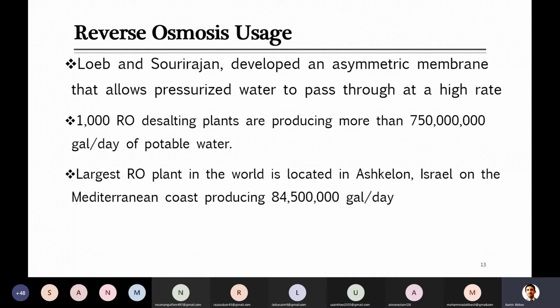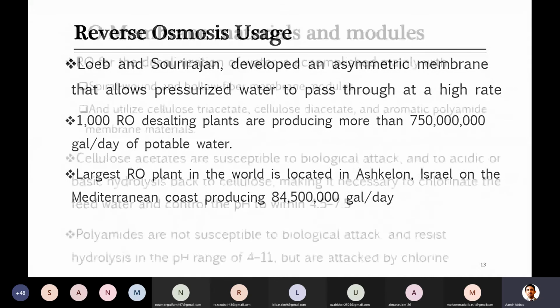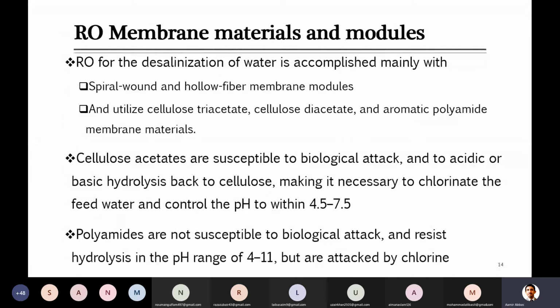So around 1,000 reverse osmosis desalinating plants are producing more than 750 million gallons per day of potable water in various countries. The largest plant is located in Israel, and that produces 84.5 million gallons per day. So that's a very huge amount of water being produced by these plants. So they can be applied on a very large scale to meet the requirements of water.